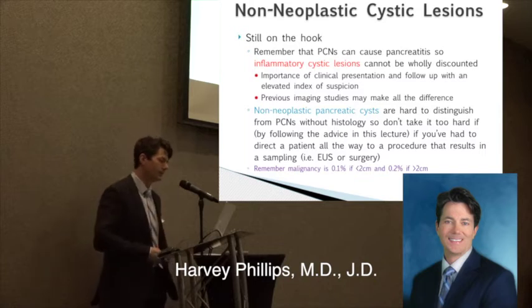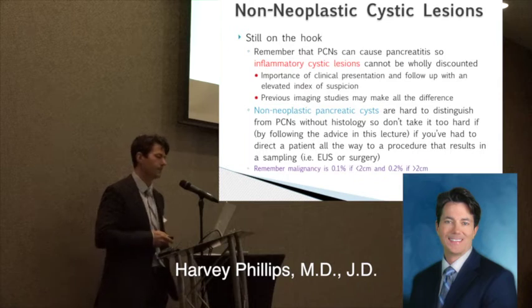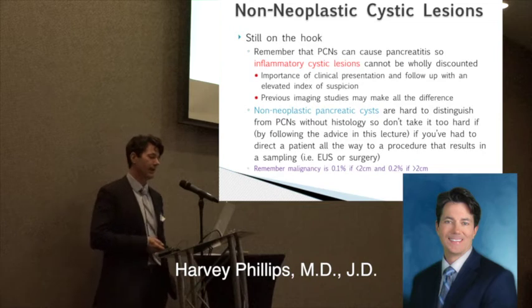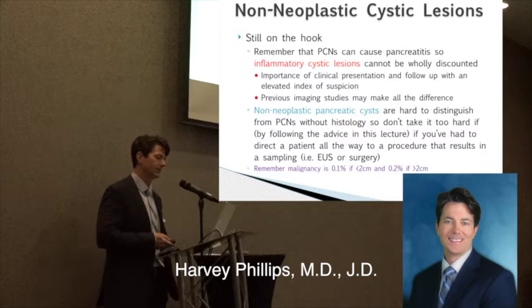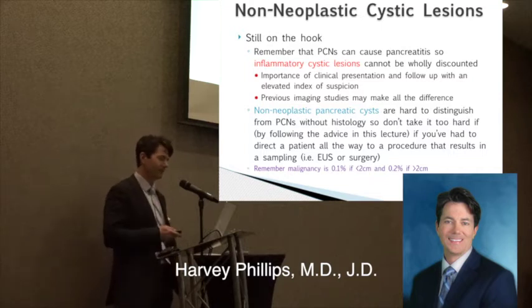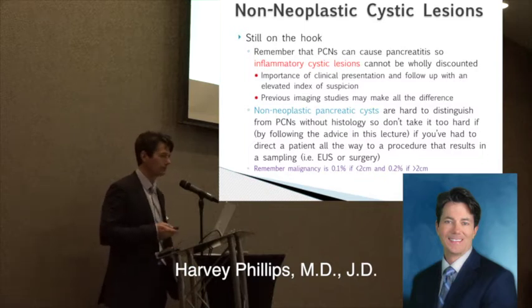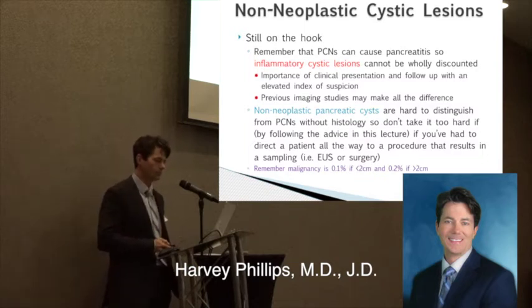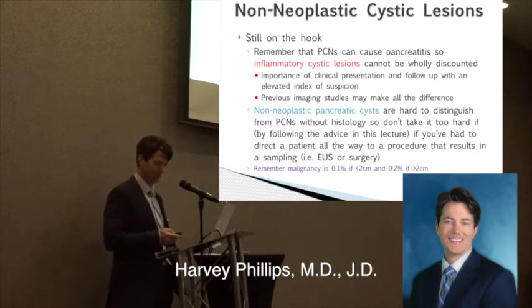Again, what's the clinical presentation? Keeping a high index of suspicion, do you have any old images? The non-neoplastic pancreatic cysts are hard to distinguish, and you're almost always going to wind up getting histology on these. So don't feel bad if you wind up sending a patient and you say, daggone it, if I could have just figured out it was one of those four non-neoplastic cystic lesions, we could have avoided this. Well, you're not alone. Again, remember the 0.1% and the 0.2% rule.